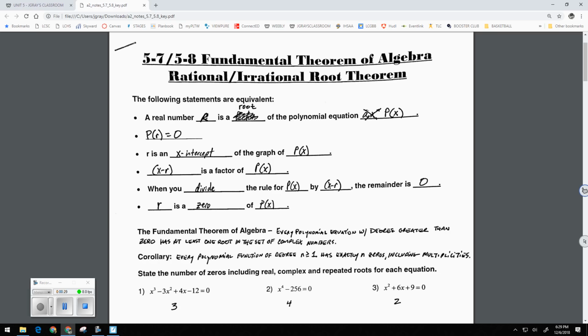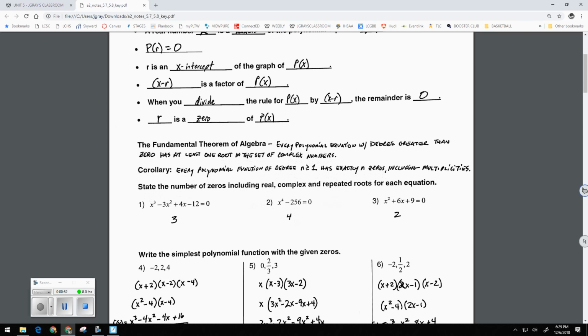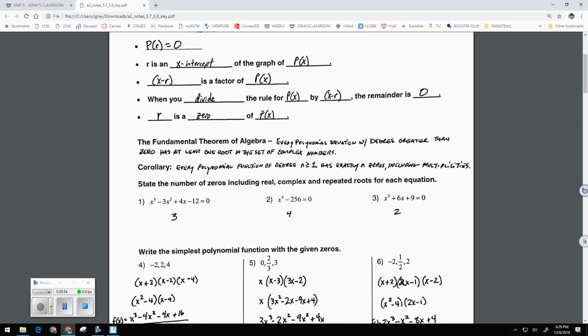If you want to pause now to fill all this stuff in, we've talked about this in the last few lessons: when the remainder is 0, you have a factor, and the x-intercept is a root of the graph. This is all just summarizing those concepts. As you move down, we have the fundamental theorem of algebra. That is the first theorem we're going to talk about today.